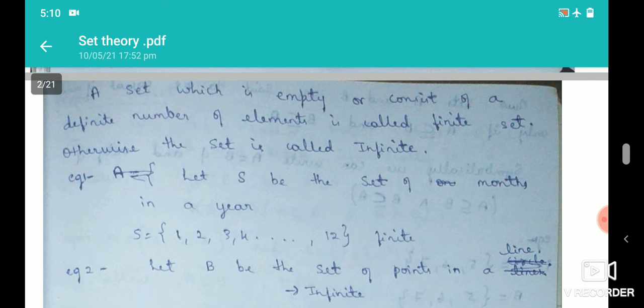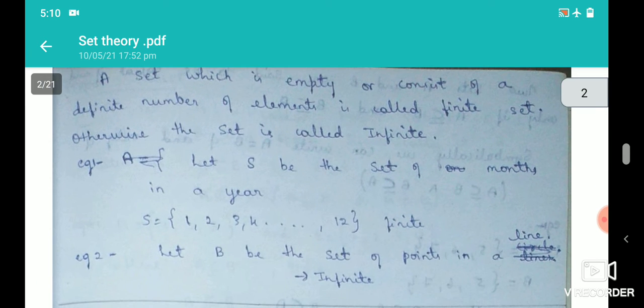A set which is empty or which consists of a definite number of elements is called a finite set. Otherwise the set is called infinite.